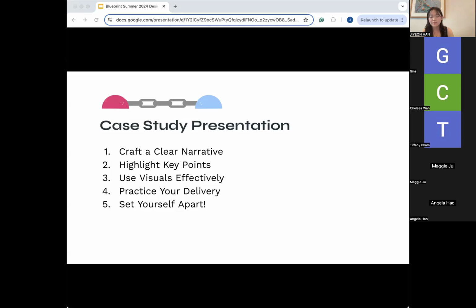Use visuals effectively. In a case study, it's a lot of text, so I think a presentation is a good way to incorporate fun visuals at the same time, since it's a lot of talking instead of them reading your slides. So I like to include screenshots and prototypes of my design so that I can refer back to it as I'm talking to them. And make sure to keep your slides clean since it's all about you talking to your recruiter. So they're not going to take the time to read your slide. They want to see how you communicate your thoughts directly.